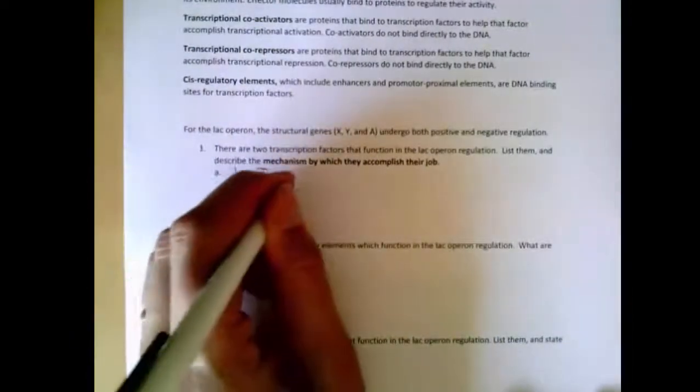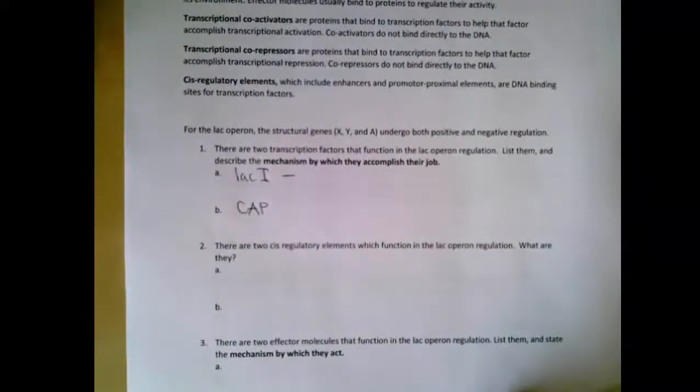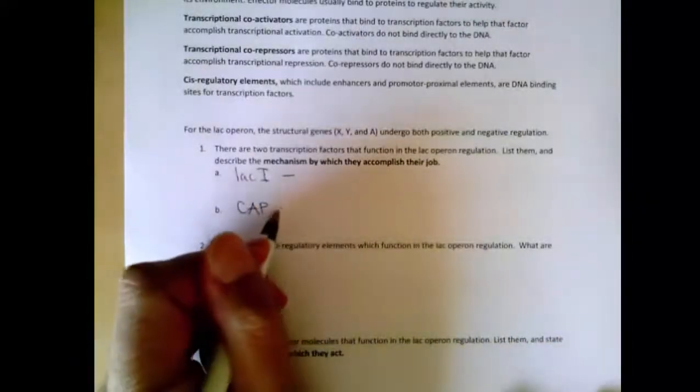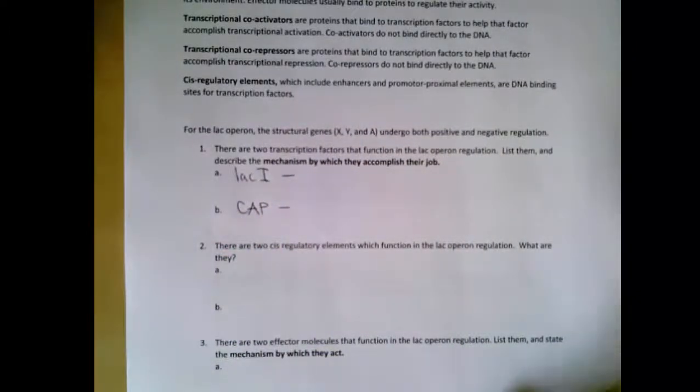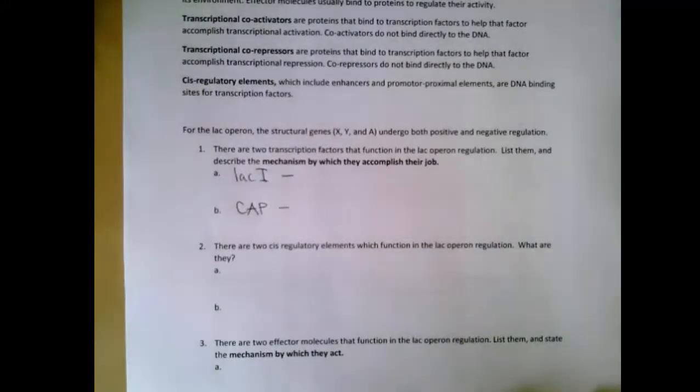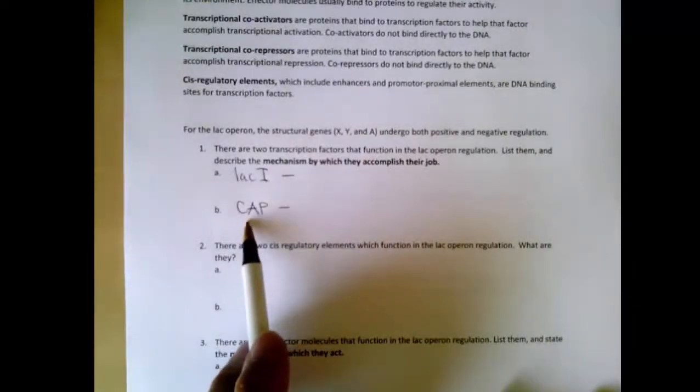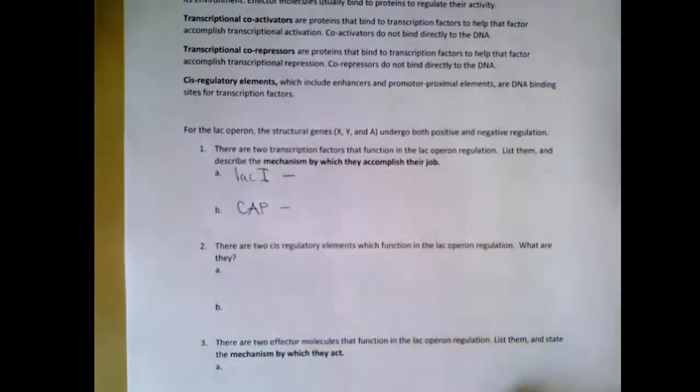So let's just briefly mention what the mechanism of action of each of these factors is. For lac-I, or the lac repressor, it sits on the operator and it physically blocks transcription from happening. So it sits right where you would start transcription, and it prevents RNA polymerase from getting in there and actually starting to make a messenger RNA. For CAP, its mechanism of action is to bind to the DNA right next to the promoter and to help recruit RNA polymerase more rapidly.